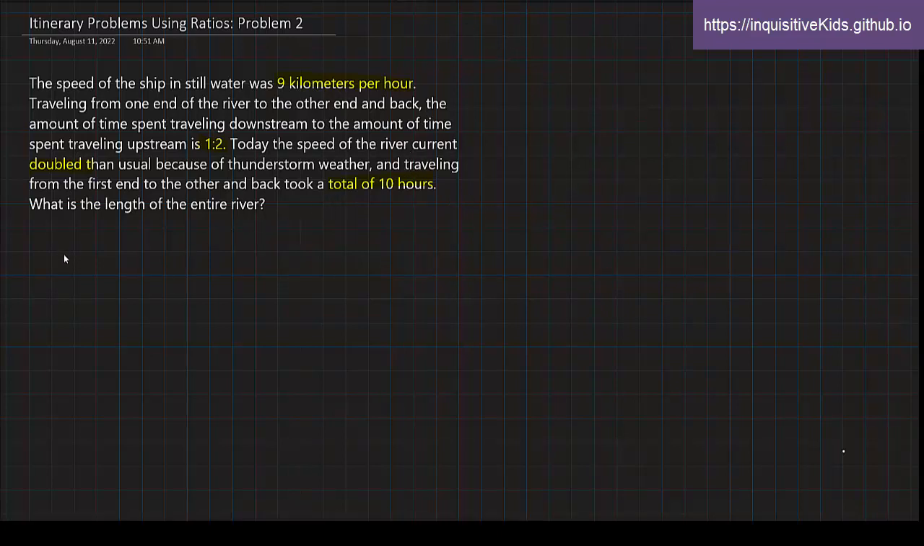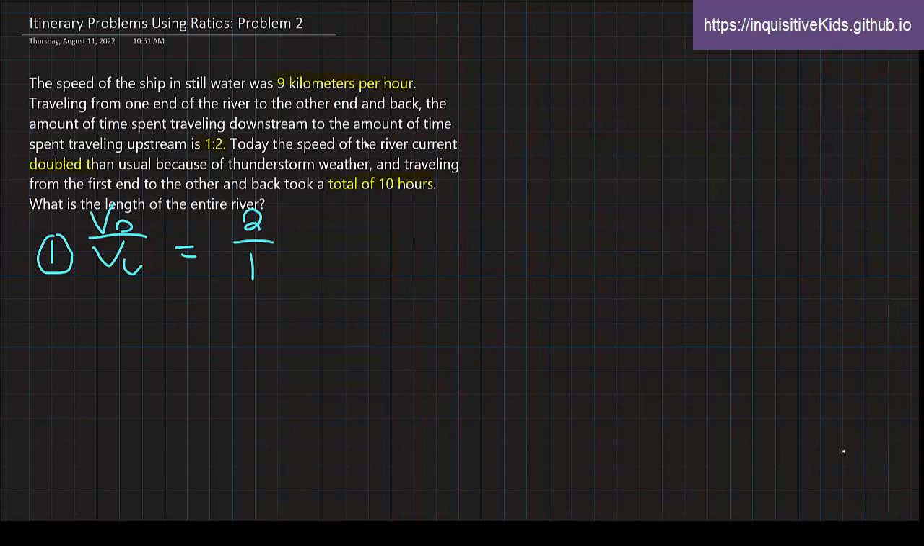So first we have scenario 1, which is when there is no thunderstorm and the water is normal. So the speed of going downstream to the speed of going upstream, we know is 2 to 1. And now let's do just two things first before continuing. First, you might see that I'm not writing 2 to 1 like this, but instead as a fraction. That makes it easier to work with and calculate when I need to.